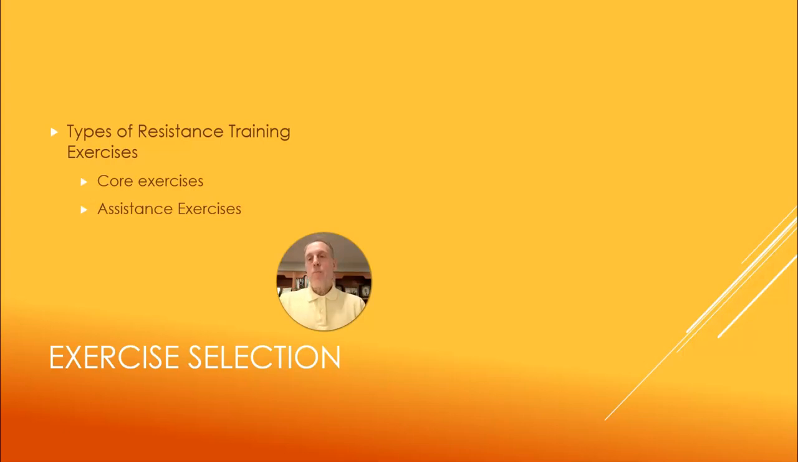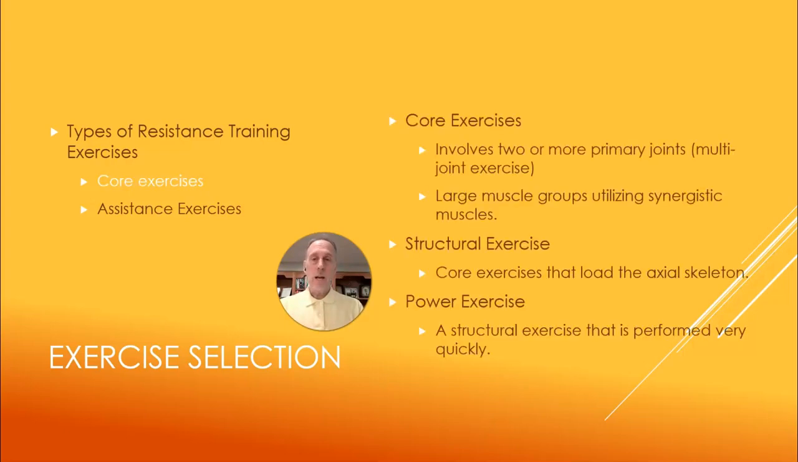So the book subcategorizes resistance training into 2 main domains, one of which is core exercises, and the other is assistance exercises. And with core exercises, you have 2 or more primary joints. Usually it's a multi-joint exercise.